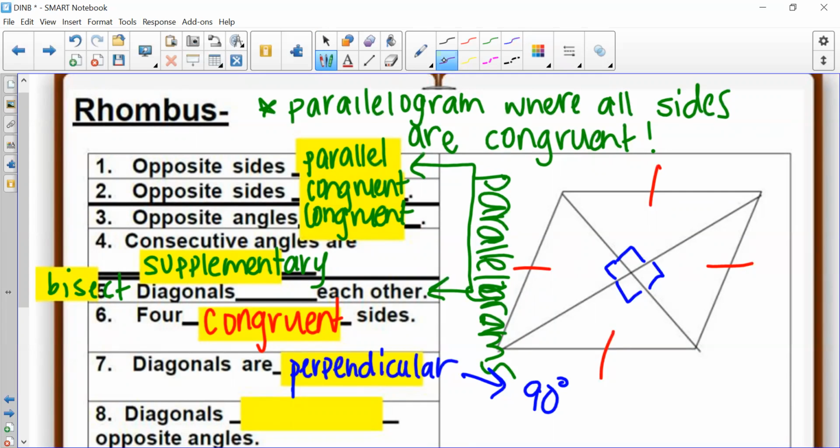And then diagonals bisect opposite angles. So now in a rhombus, it's even more specific. We know that all of these little angles are all 4 the same. And we know that all of these little angles are all 4 the same. Okay, so you can see we've got 4 triangles there. We're going to be doing some triangle stuff here when we're dealing with rhombus problems.